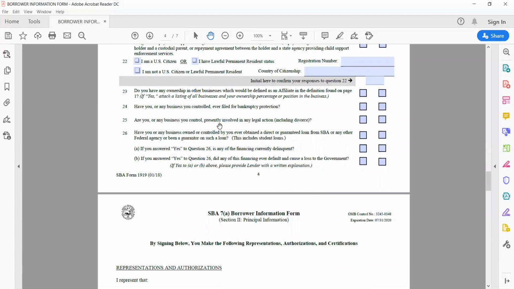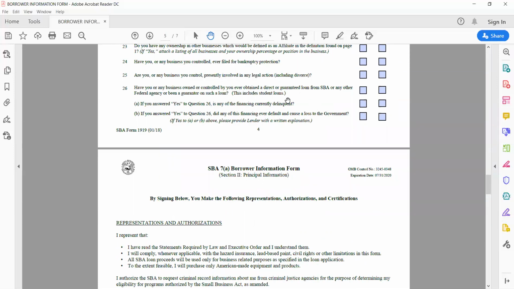These questions here, again, are you as an individual. Have you ever, or a business that you controlled, ever filed for bankruptcy protection? Again, if yes, more documentation may be required. 25 includes divorce. Are you presently involved in any legal action, including divorce? So any sort of separation or divorce agreement would need to be settled first before you'd be eligible for SBA financing.